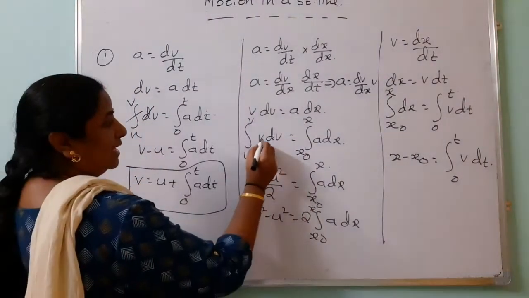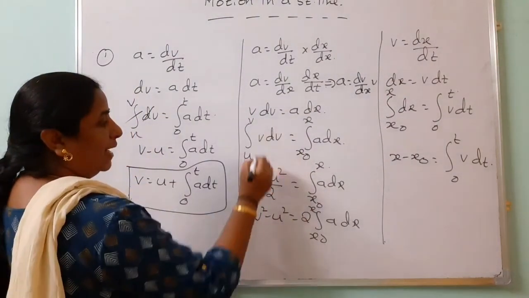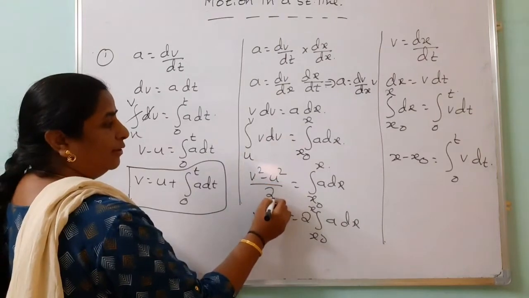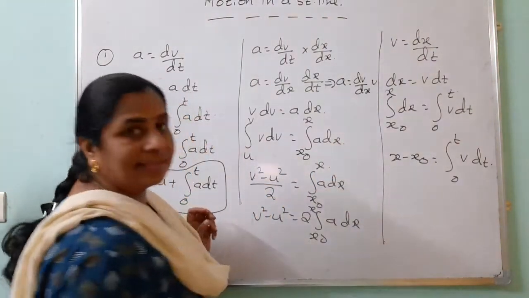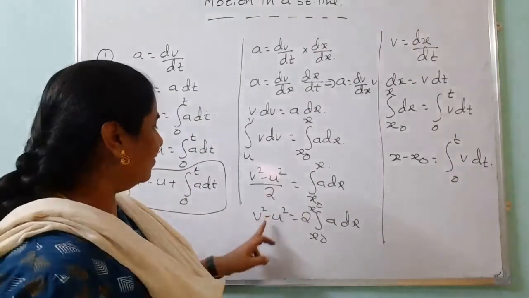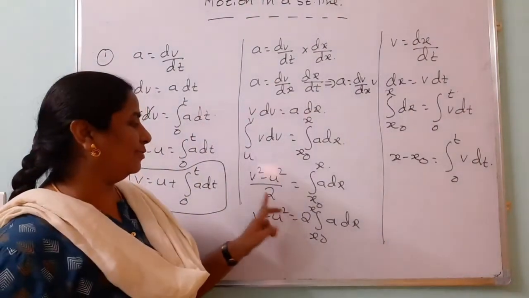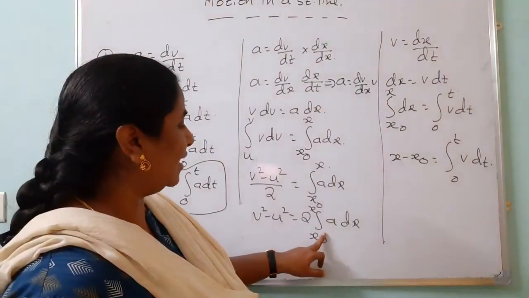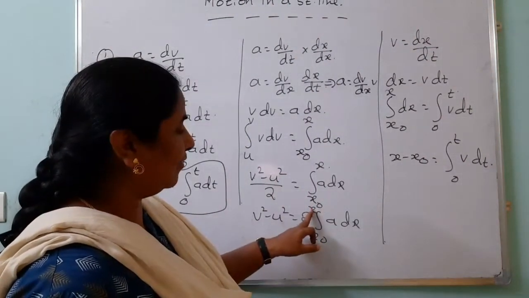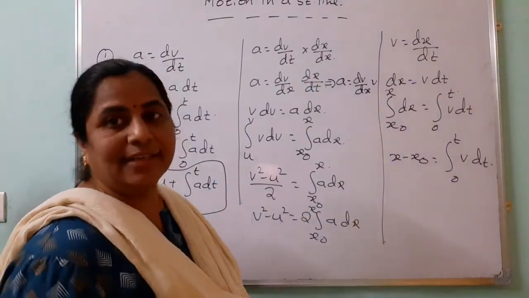Here the formula gives v square by 2. First we apply the upper limit, then the lower limit, divided by 2. Don't cancel anything, integration is compulsory because it is non-uniform acceleration. Finally we get v square minus u square, and the 2 goes to the other side: 2 times the integral of a dx, where the lower limit is the starting position x naught and the upper limit is the final position x.